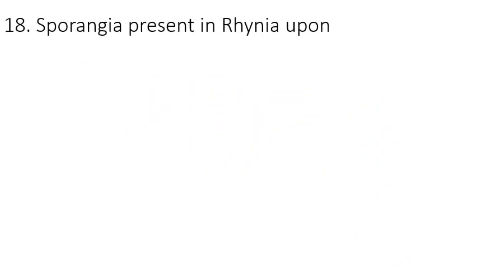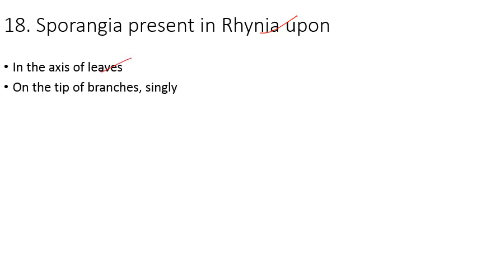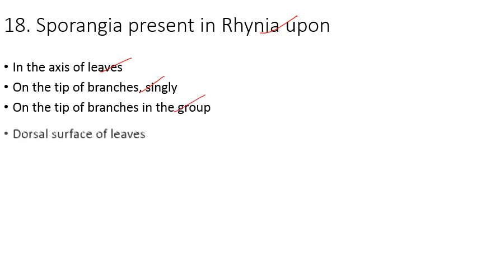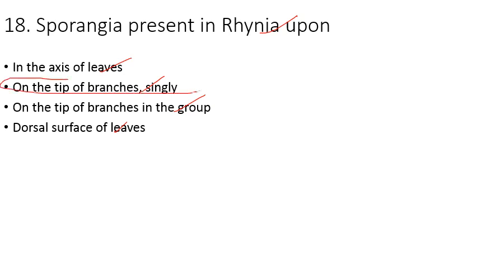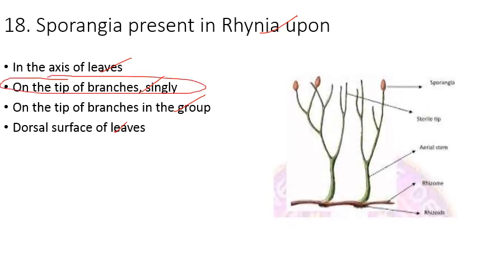The next question is: sporangia present in Rhynia upon. Our options are in the axis of leaves, on the tip of branches singly, on the tip of branches in group, dorsal surface of leaves. So its right answer is on the tip of branches singly. So this is the diagram of Rhynia plant. So here we can see this sporangia is present singly in the tip of the branch.